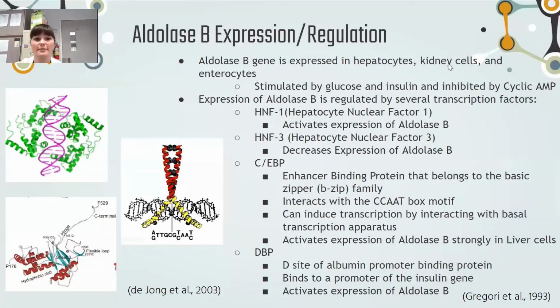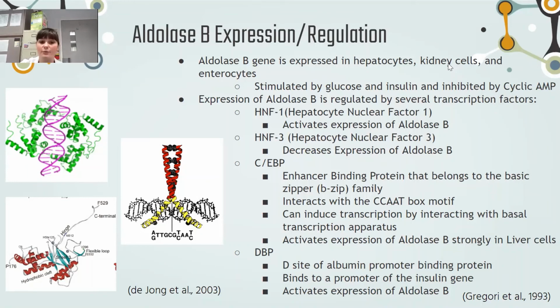So to move on and talk about the expression and regulation of aldolase B, that gene for aldolase B is going to be expressed in hepatocytes, which are liver cells, kidney cells, and enterocytes as well. So I already mentioned how aldolase B is expressed in liver cells, but those other places are places where you can see that expression going on as well. The aldolase B gene is stimulated by glucose and insulin, and it's going to be inhibited by cyclic AMP. But the expression itself can be regulated by several different transcription factors.